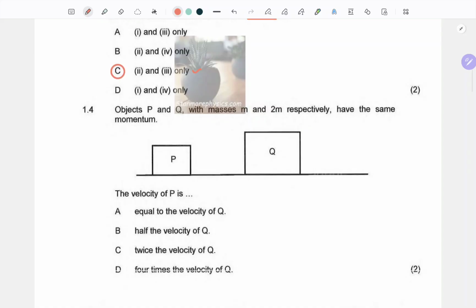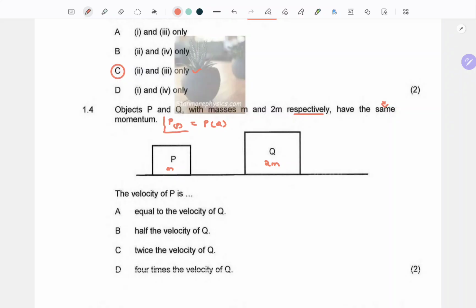Anyway, let's move on. 1.4 says objects P and Q with masses M and 2M respectively. Can you see? It means the first one is of the mass M and the second one is of the mass 2M. Has the same momentum. Okay, so that is very important. So it means the momentum of object P is the same as the momentum of object Q. So this is the equation the examiner is proposing. Small letter p for object P is equal to small letter p, which represents momentum, for object Q.